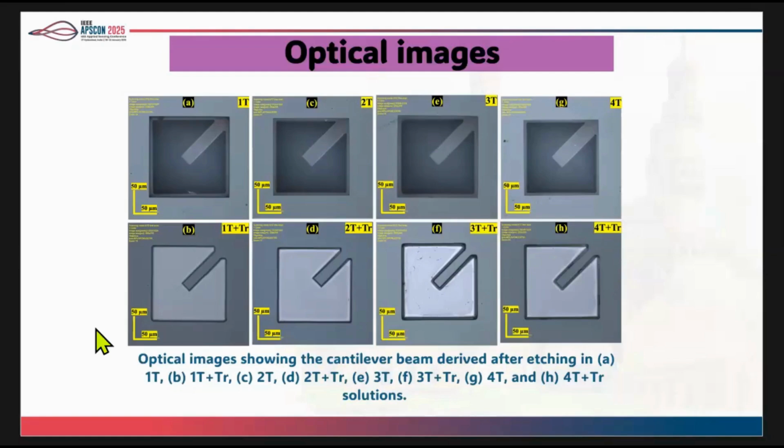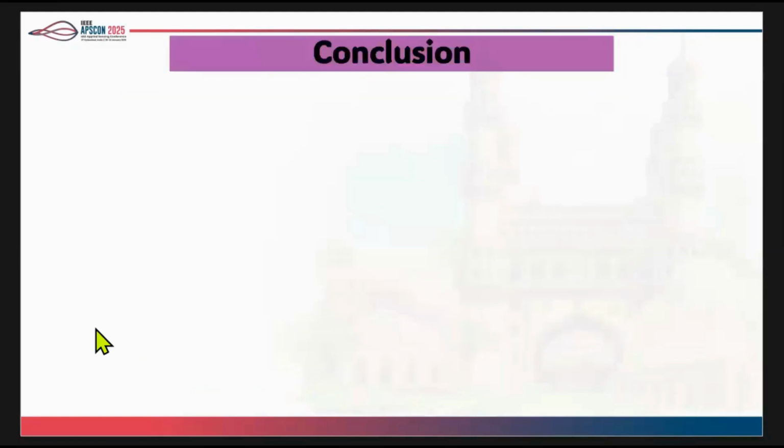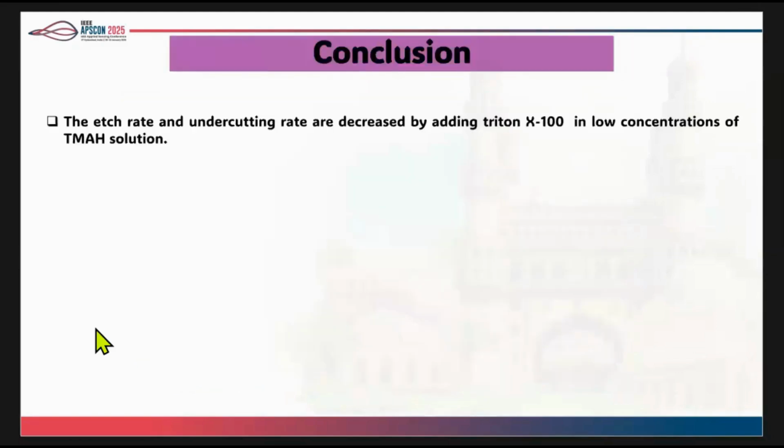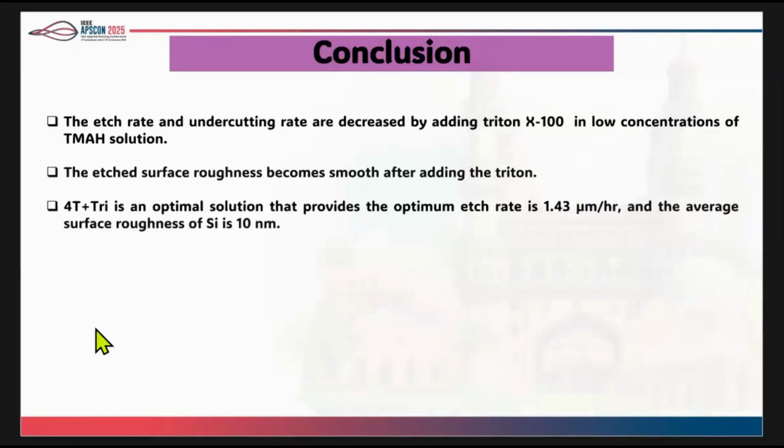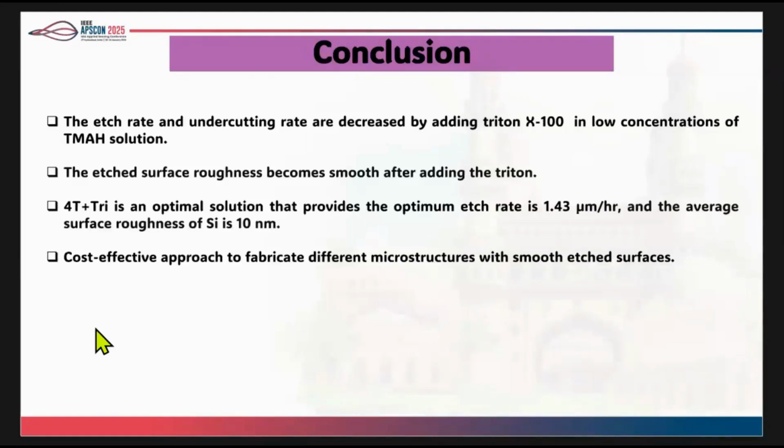So this is our study. I conclude that by adding Triton, the etch rate and undercutting both decrease, and at the same time our surfaces become smooth. This process is cost effective because we need no vacuum process, and in this process you can fabricate different types of structures and get a smooth surface also.